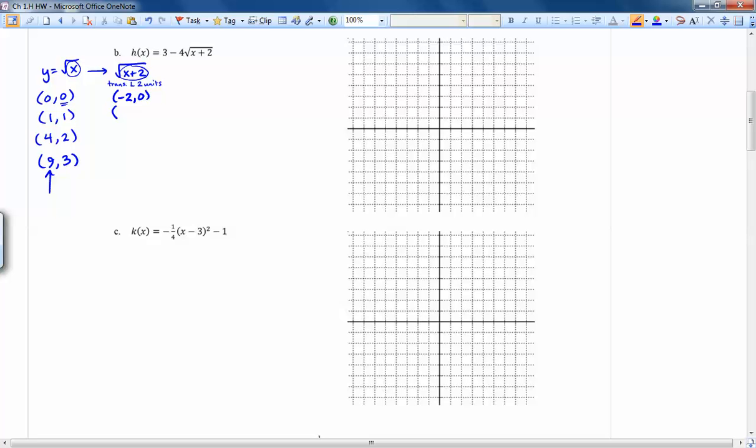Translate left 2 units from this point. That's going to be (-1, 1). Translate 2 units left there, (2, 2). Translate 2 units left here, (7, 3).